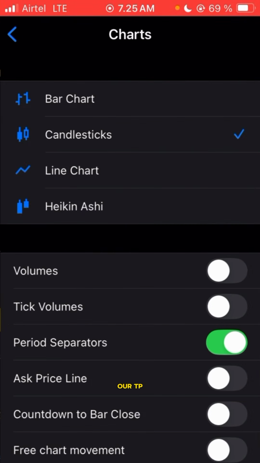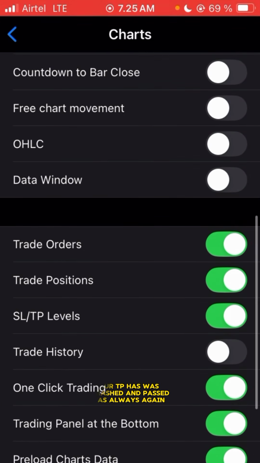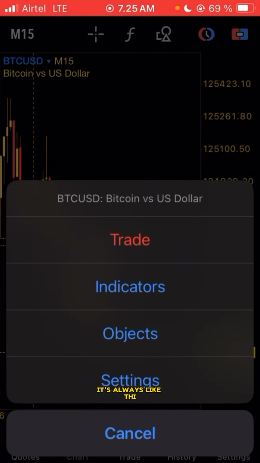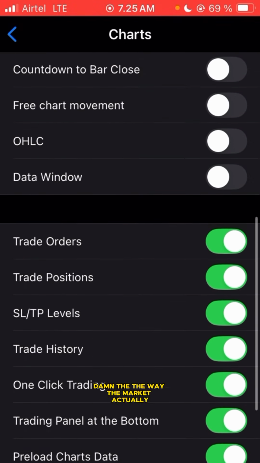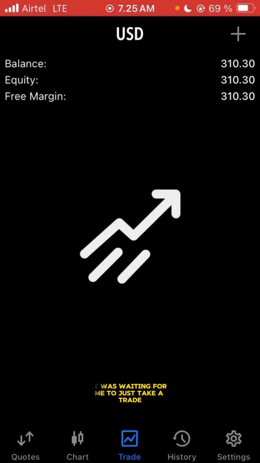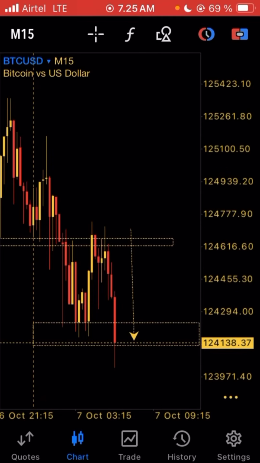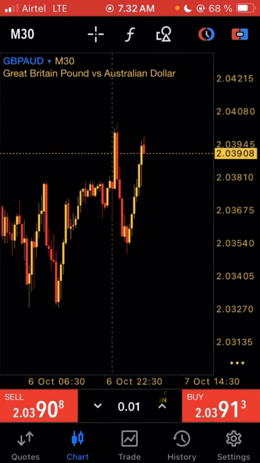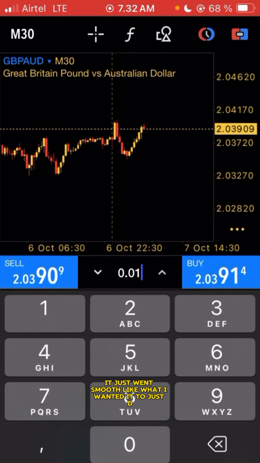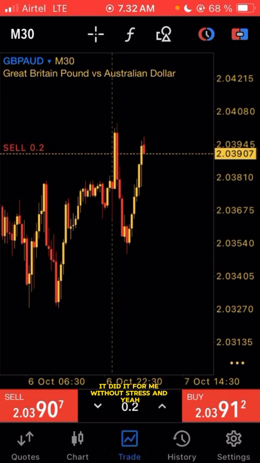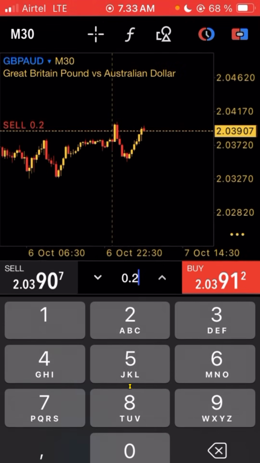Our TP was smashed and passed as always again. I don't know if it's the second time or the third time, but regardless, it's always like this. The way the market moved is just like it was waiting for me to take a trade. The market did not even retrace to a very steep position. It just went smooth, like what I wanted it to do. It did it for me without stress, and I'm so happy about that.